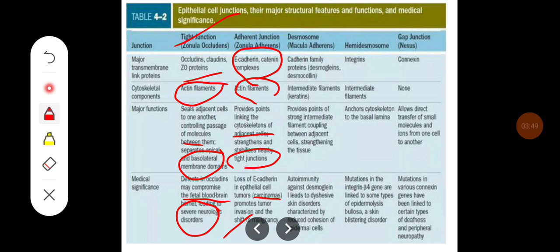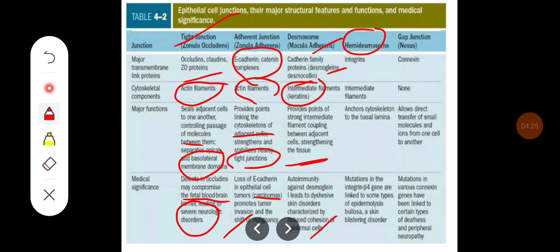Desmosomes are also called macula adherens. The major transmembrane proteins are cadherin family proteins, that is desmogleins and desmocollins. They make use of intermediate filaments and keratins as cytoskeletal components. So they provide points of strong intermediate filament coupling between adjacent cells, strengthening the tissues. Autoimmunity against desmoglein 1 leads to disorders characterized by reduced cohesion of epidermal cells.